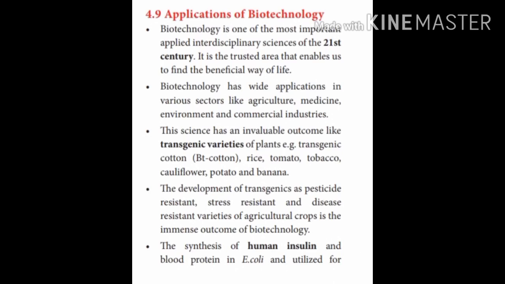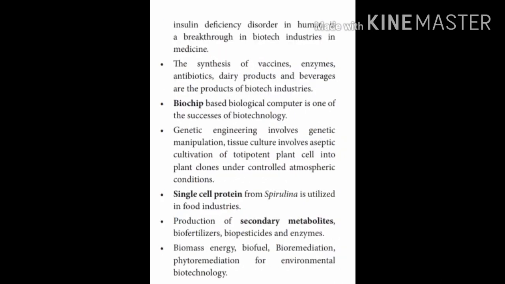So first, you see transgenic variety of plants in bold letters, then the last point is human insulin you can take, and in the next page you can find biochips, single cell protein, secondary metabolites, and the synthesis of vaccines, enzymes, antibiotics, and genetic engineering. So altogether 7 points plus 1 is biomass energy.